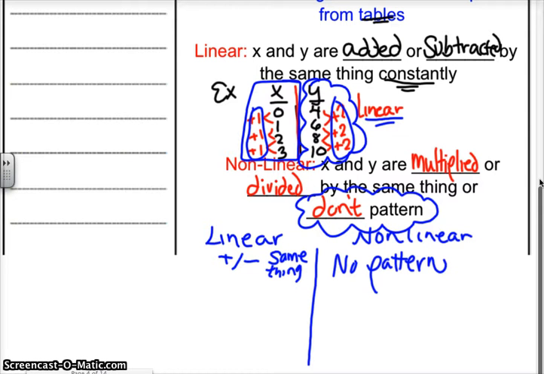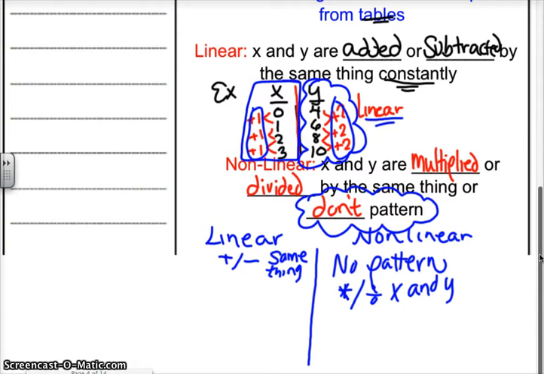I think I do have one problem in your homework where you're multiplying or dividing x and y to get the other value. If you're multiplying or dividing, you're growing faster. It's kind of like an exponential growth. You're going super fast. So that would be a nonlinear situation.